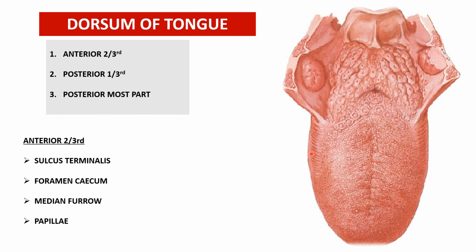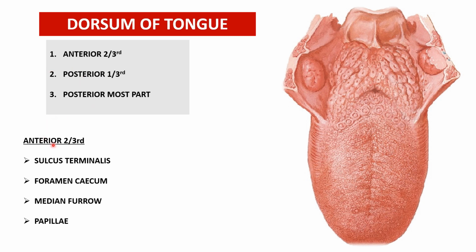Now let us learn in detail about each part of the tongue. First to explain is the dorsal surface of the tongue. The dorsal surface is the surface which is facing upwards. The dorsal surface is again divided into three parts: anterior 2/3, posterior 1/3 and the posterior most part. The features of all these three parts are different.